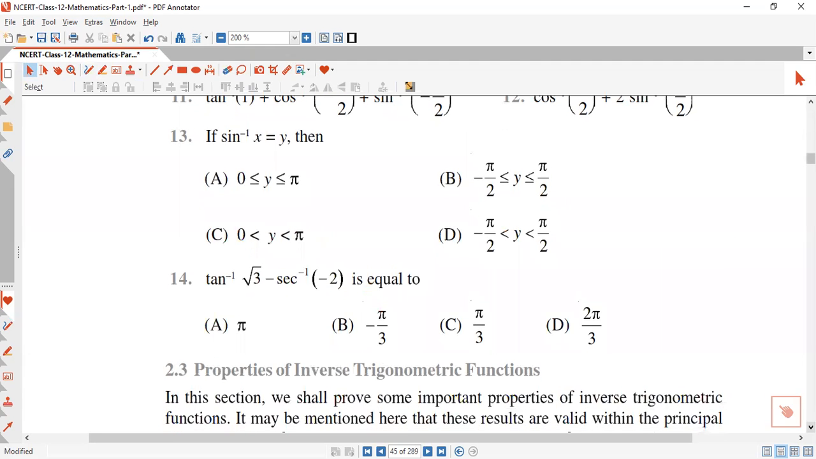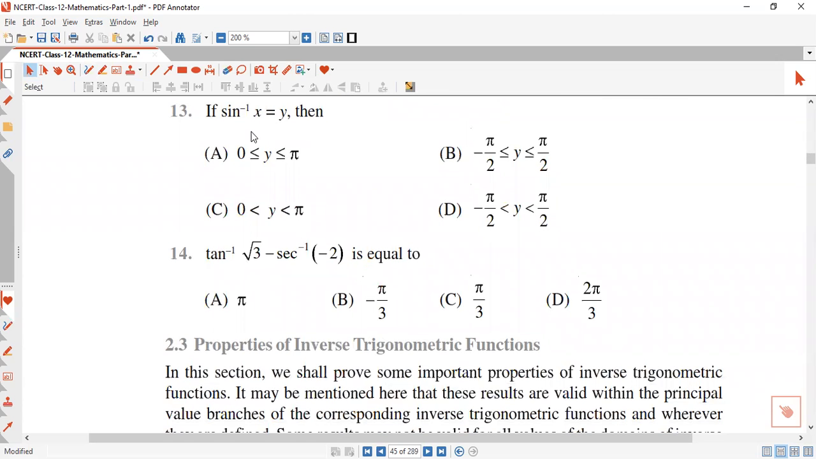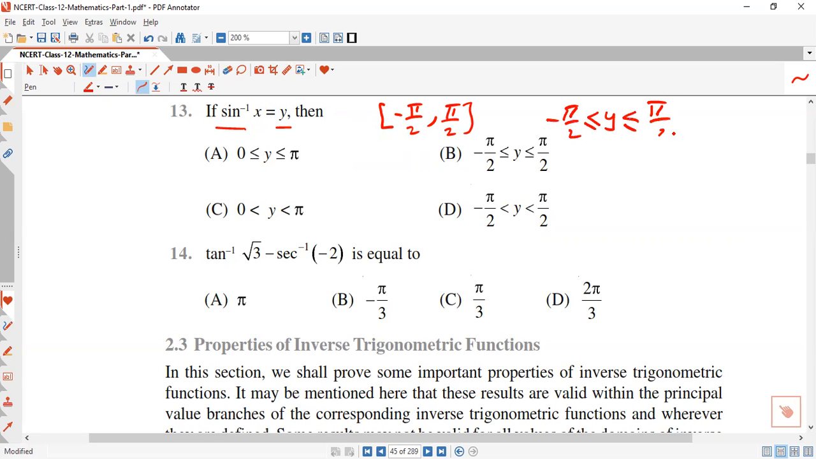Now, question number 13. If sine inverse x equals y, then what is y here? y is sine inverse x, which means we are interested in finding the range of this function. And what is the range of sine inverse x? We know it is minus pi by 2 to pi by 2. So y should lie in the range of minus pi by 2 to pi by 2. So B is the right answer.